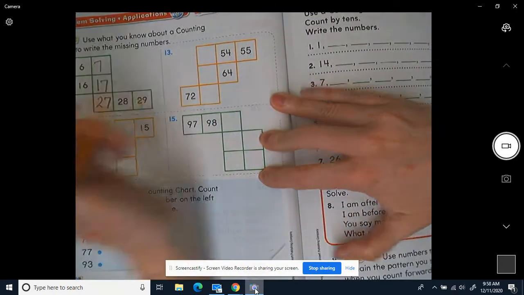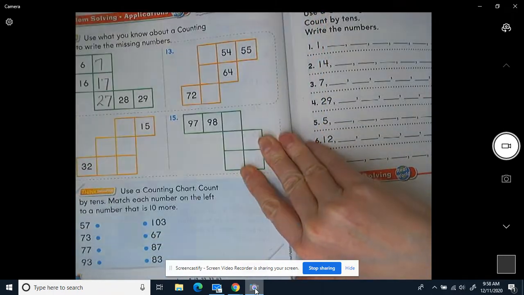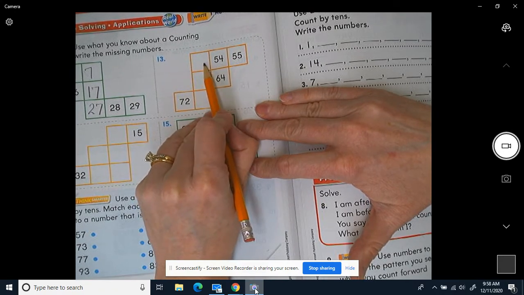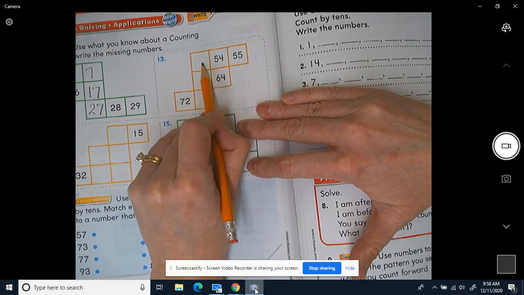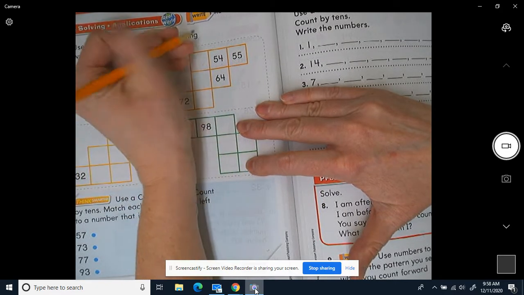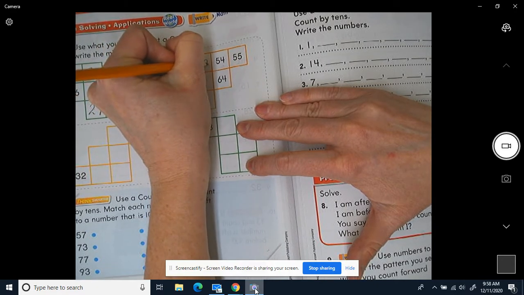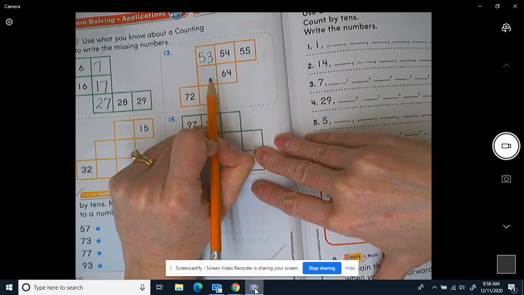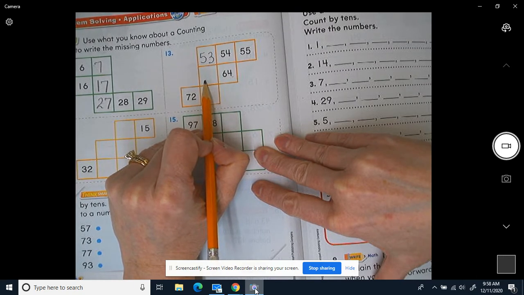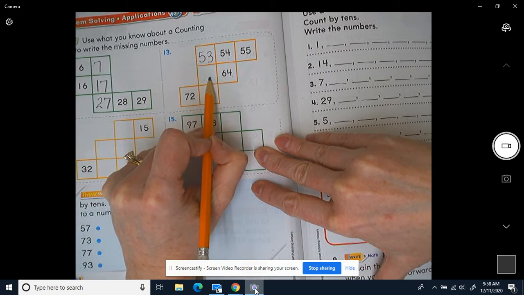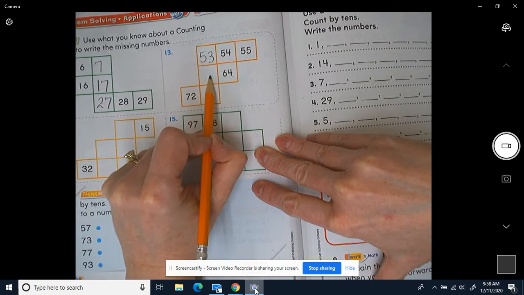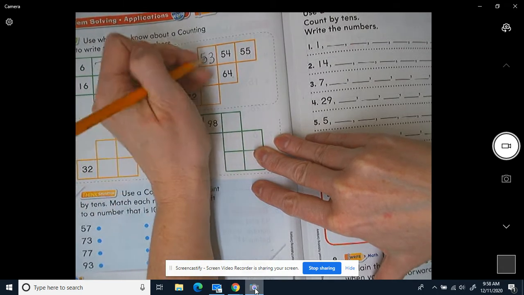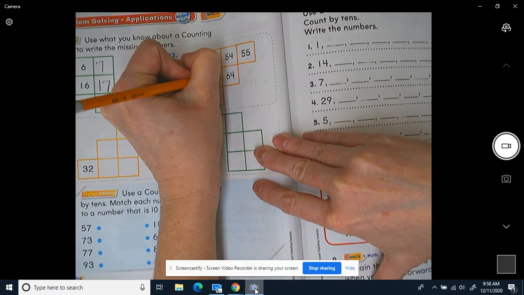Okay, let's look at number 13. So we chopped out a piece of this 100 grid. What number would go here? We have something, 54, 55. So what would that be? Yes, it would be 53. Okay, for this number here, there are a couple ways to think about it. You could think what number comes before 64, or you could count down by tens and ask what 53 plus 10 more would be. So if I have 53 and I have 10 more, it would be what? It would be 63, wouldn't it?